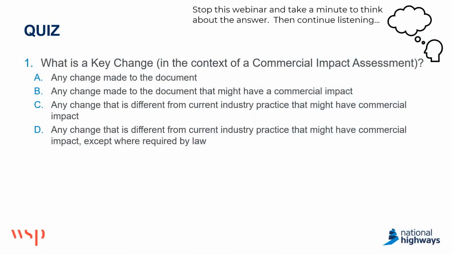So, first question, what is a key change, in the context of a commercial impact assessment? Is it any change made to the document? Is it any change made to the document that might have a commercial impact? Is it any change that is different from current industry practice that might have a commercial impact? Or is it any change that is different from current industry practice that might have commercial impact except where required by law? So have a think about what the answer is. Stop this webinar to take a minute if you need it, and then continue listening to hear the answer.